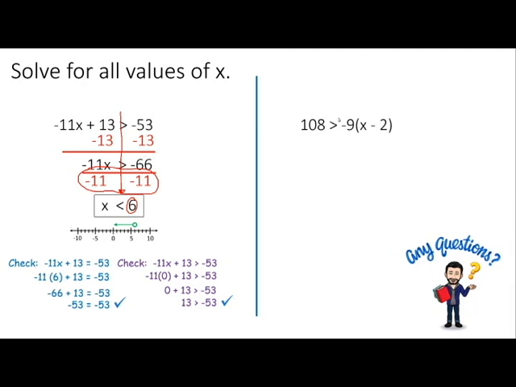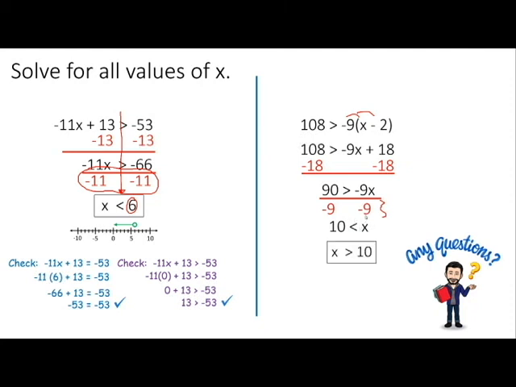I'm going to start by distributing that negative 9 to both of these. I'm going to use the property of inequality to subtract 18 from both sides. Divide both sides by negative 9. Notice I'm dividing by a negative, so I have to flip the sign. Only when I multiply or divide by a negative is the sign flipped. But notice now my x is on the right side. If 10 is smaller than x, that means x is bigger than 10.